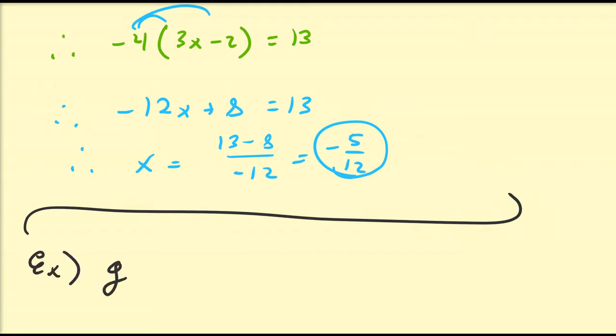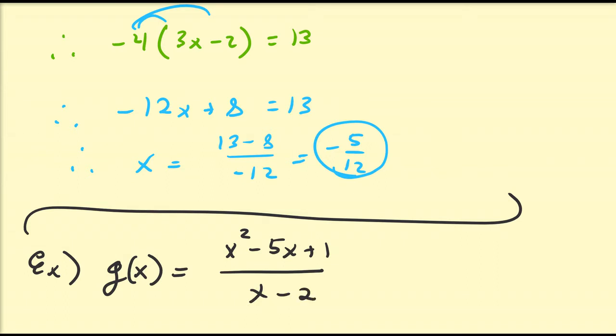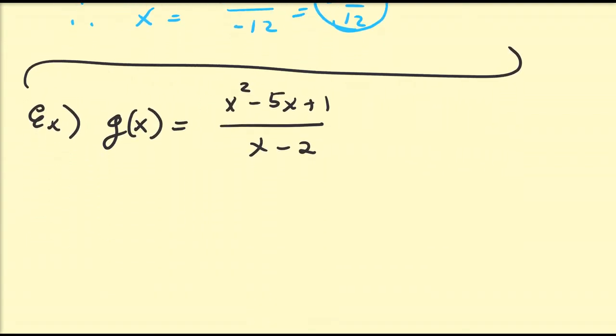This time we're going to consider g of x is equal to x squared minus 5x plus 1 divided by x minus 2. So now the degree of our numerator is at least 1 higher than our denominator. So you're going to see that this type of function is going to look a little bit different than the other examples that I performed. So I'm going to begin by doing long division just like I did with the previous example.